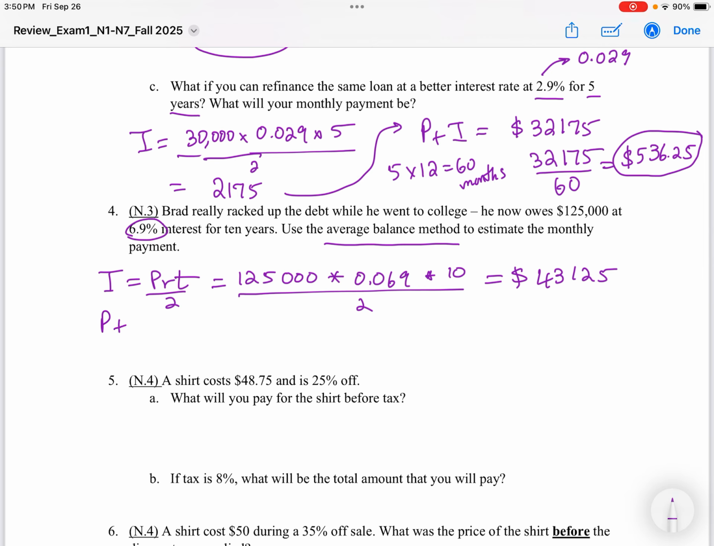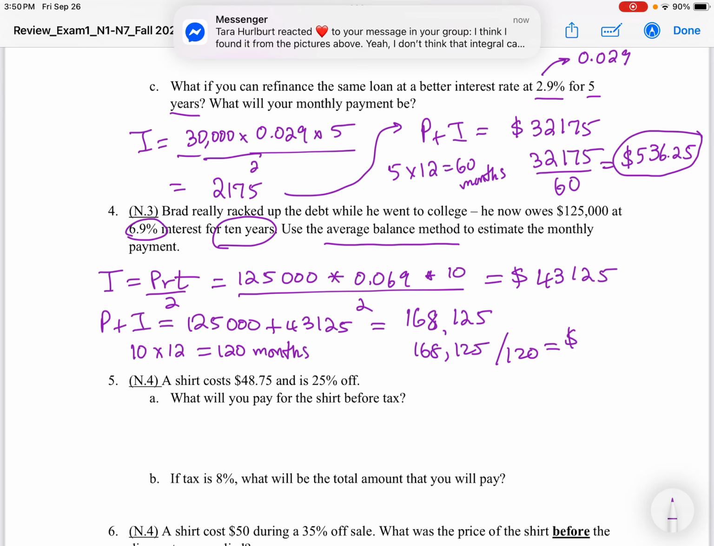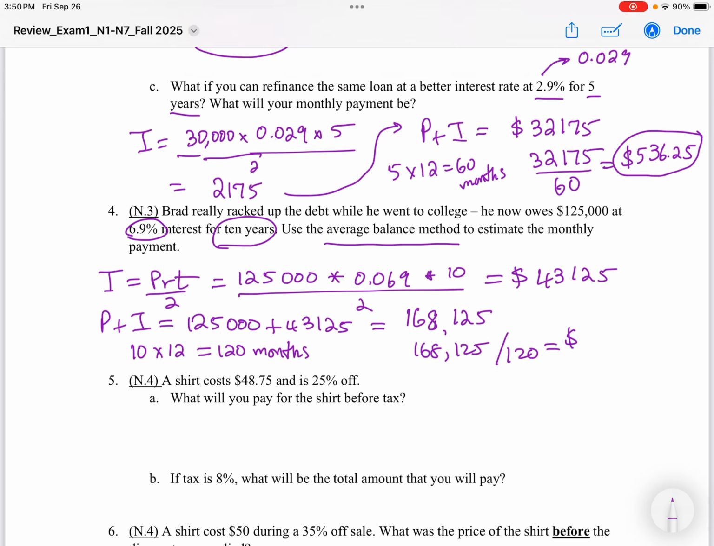Got to pay the principal also. So P plus I, 125,000 plus 43,125, and that is $168,125. And this is over 10 years, and we need the monthly payment. 10 times 12 is 120 months. So divide this 168,125 by 120, and that gives us the monthly payment for Brad. And that would be 1401.04.